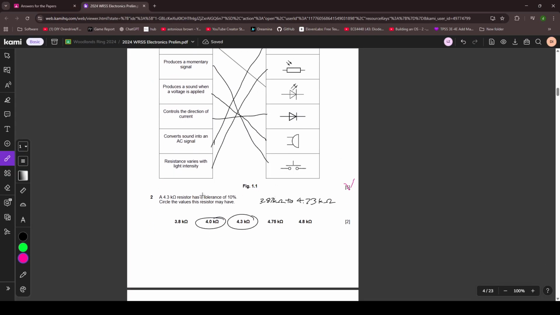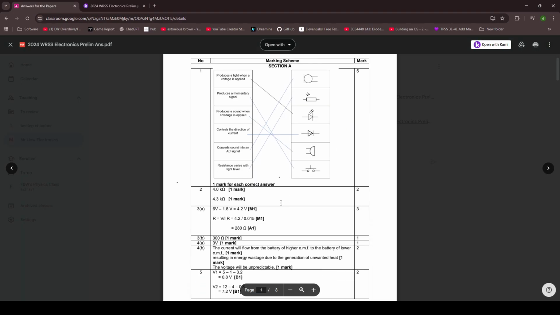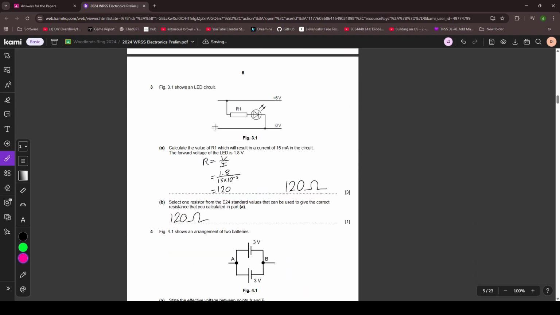A 4.3 kilo ohm resistor has a tolerance of 10%. Circle the values this resistor may have. So you just take this, you plus 10%, and then you minus 10%. Now you have 3 values. You see if those 3 values are here. Then if they are there, you circle the ones that correspond to the values you got. So he has done that accurately, so 2 marks.